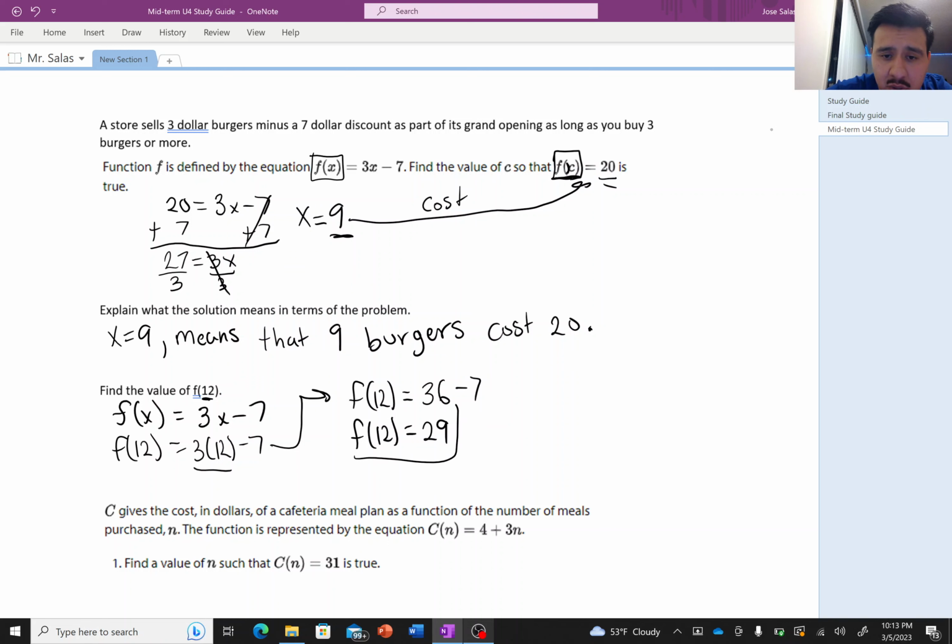Perfect. Here we go. So what does f of 12 is equal to 29 mean? This is just a bonus. You don't have to copy this down. But f of 12 is equal to 29. What that means is that the cost of 12 burgers is $29.